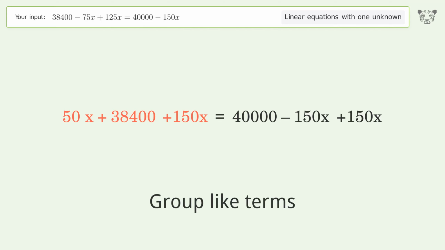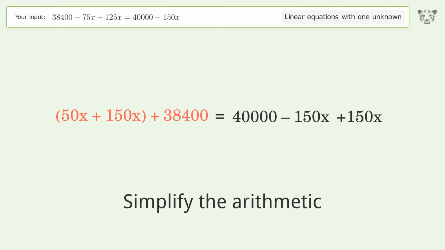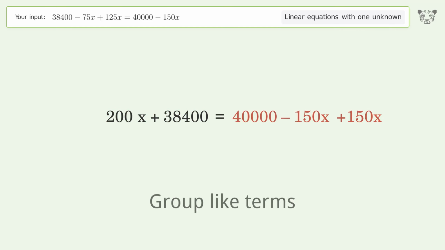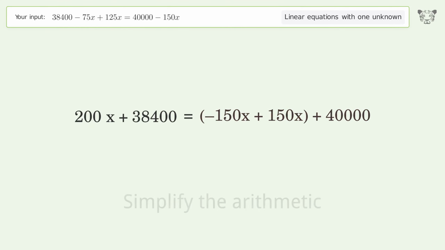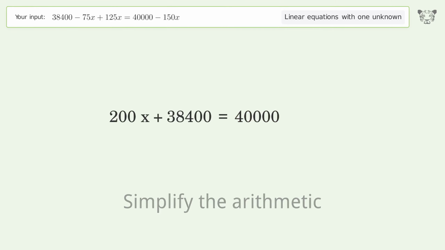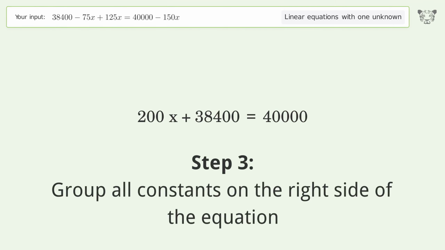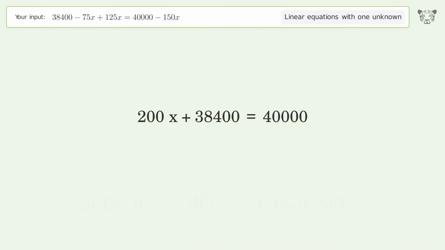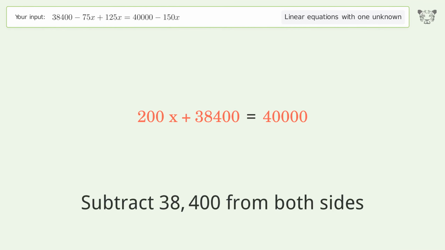Group like terms. Simplify the arithmetic. Group like terms. Simplify the arithmetic. Group all constants on the right side of the equation. Subtract 38,400 from both sides.